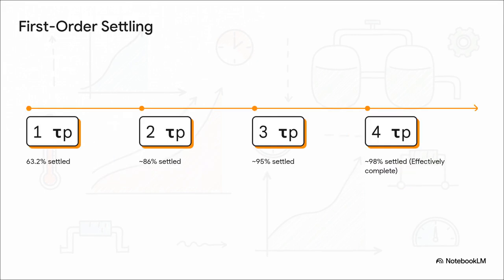Let's look at how this builds into an absolutely fantastic rule of thumb for when you're out in the field. After one time constant, you get that 63.2% we just talked about. Pass 2 time constants, and you're roughly 86% of the way there. 3 time constants, that gets you to 95%. And by the time you hit 4 time constants, a first-order process is roughly 98% settled. So for pretty much all practical industrial purposes, at 4 time constants, the response is just effectively complete.